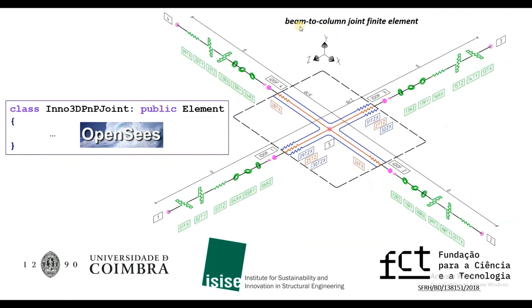This mechanical model has been expanded to a beam-to-column joint finite element, which can be found in the OpenSys library under the Inno3DPnPJoint class. In this video, our main focus will be on calculating the initial stiffness of the two components using a Jupyter notebook.